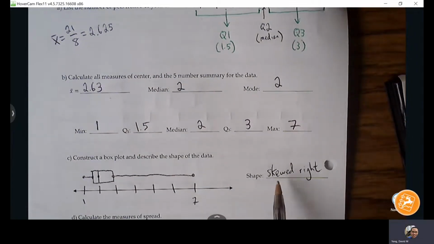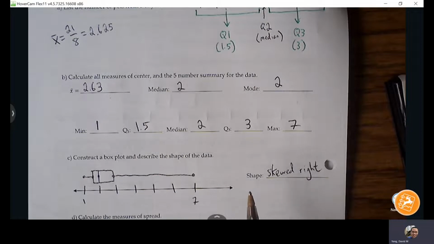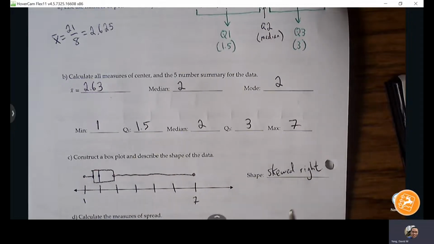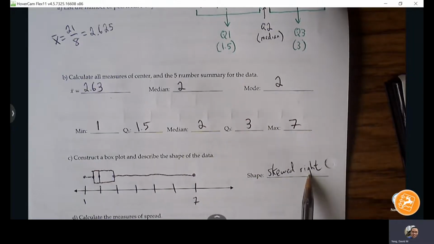And the shape is either symmetric, skew left or skew right. The way you can tell, don't look at the box, look at the whisker. Whichever side has a longer whisker is the side it is skewed towards.